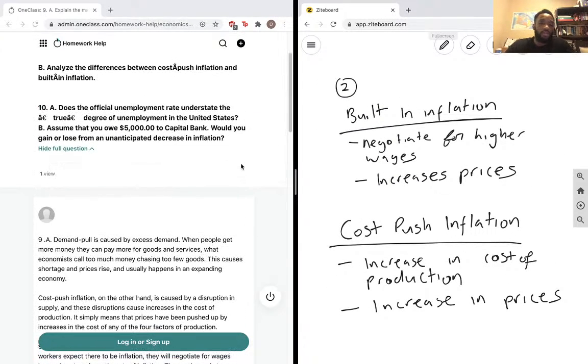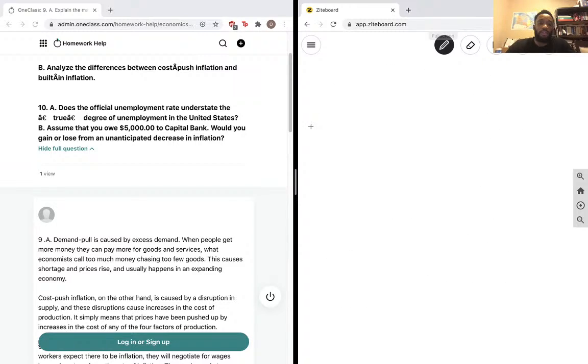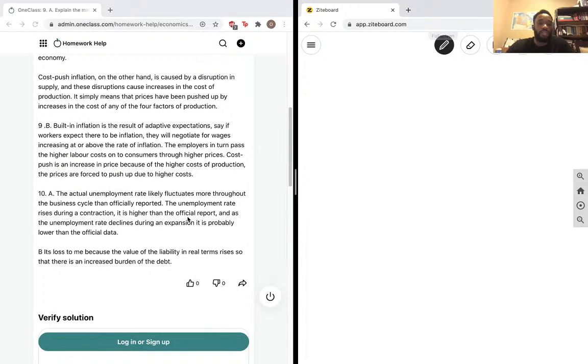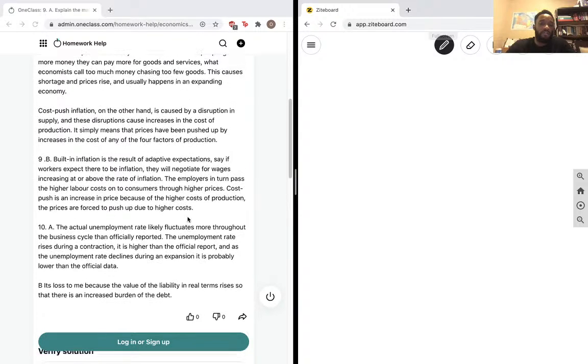And finally, assuming that you owe $5,000 to the capital bank, would you gain or lose from an unanticipated decrease in inflation? Our tutor says here, it's a loss to me because the value of the liability in real terms rises, so there's an increase in the burden of debt.